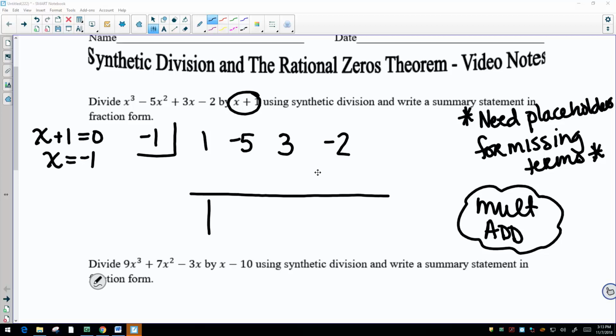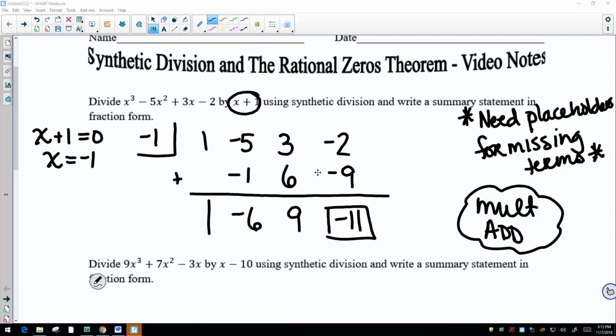So we're going to do 1 times negative 1 gives us a negative 1. Then we're going to think add. So a negative 5 and a negative 1 is going to give us a negative 6. Multiply, add. Negative 6 times negative 1 is going to get us a positive 6. And then we add 6 plus 3, that gives us 9. And then we have 9 times negative 1 gives us a negative 9. And then we think add negative 9 and a negative 2 is a negative 11. And I'm going to box in this last number.